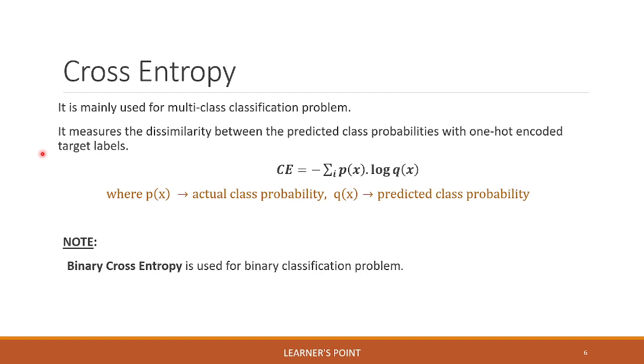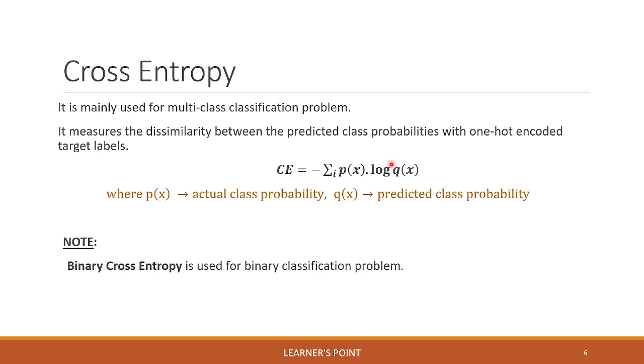Now a question arises that what is an one hot encoded target label? We'll see it later. This is the general equation for cross entropy, where Px refers to actual class probability and Qx refers to the predicted class probability. So Px is the expected output and Qx is the probability that our model predicts.